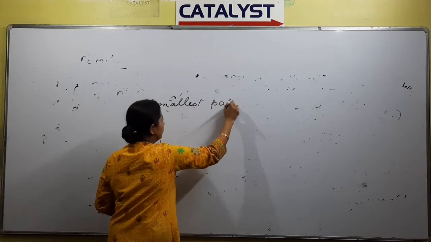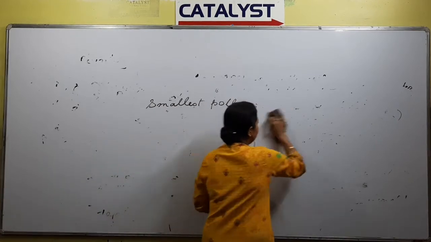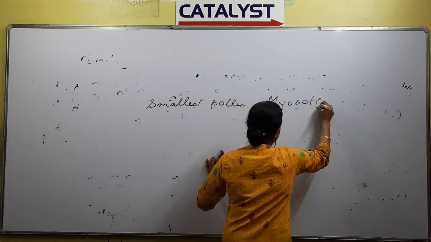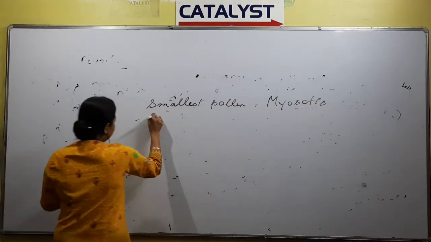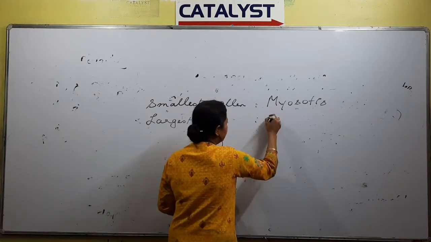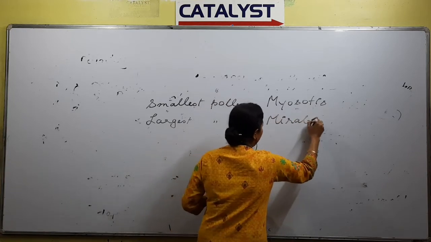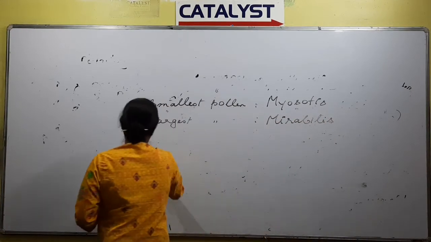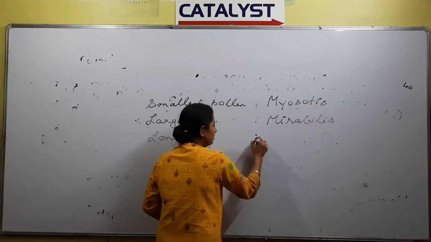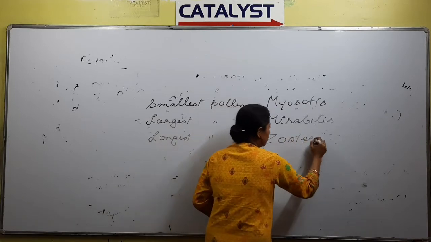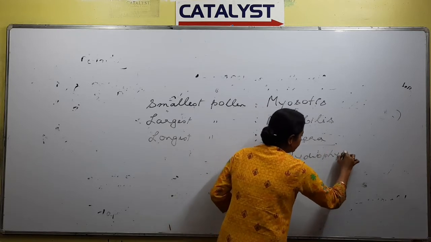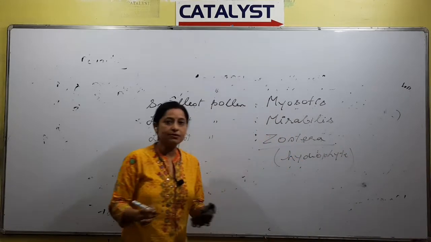the smallest pollen grain. Smallest pollen would be found in a plant called Myosotis. Largest pollen grain is found in a plant called Mirabilis, and finally the longest pollen grain is found in Zostera. And what is Zostera? Example of a hydrophyte. Okay. So we have talked about the pollen grains.